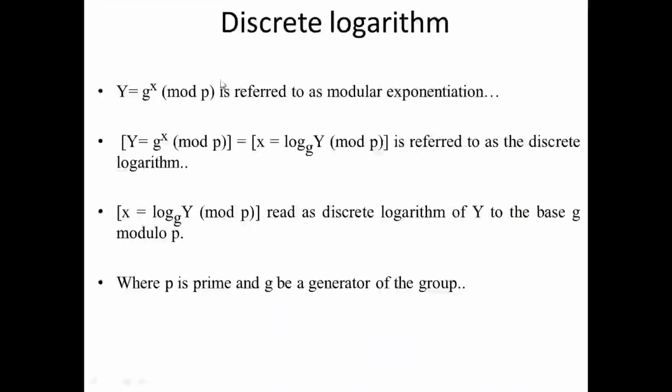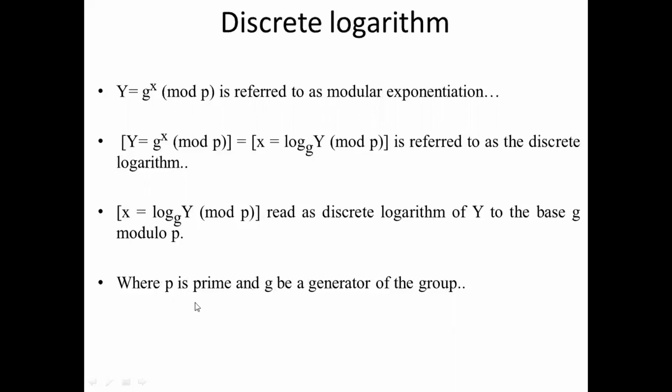Discrete logarithm. Normally, y equals g to the power of x mod p is referred to as a modular exponential. This expression can be rewritten as x equals log y base g mod p, which is referred to as a discrete logarithm. You can read it as the discrete logarithm of y to the base g modulo p, where p is a prime number and g is the generator of a group.